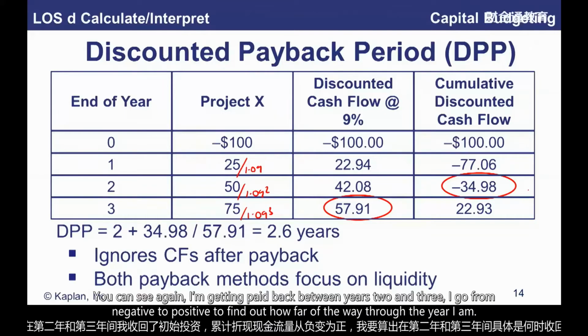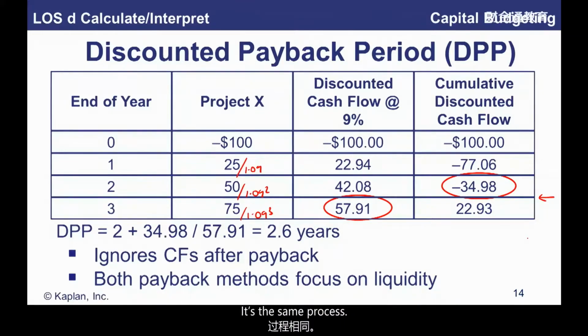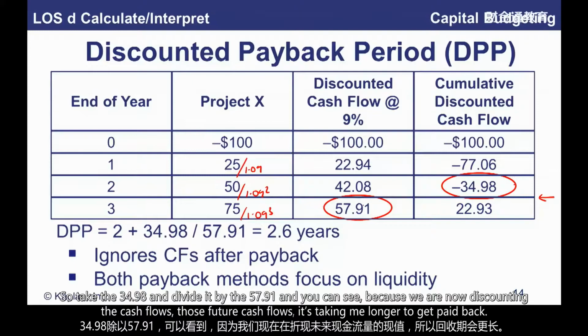And you can see again, I'm getting paid back between years 2 and 3. I go from negative to positive to find out how far of the way through the year I am. It's the same process. So take the 34.98 and divide by the 57.91. And you can see, because we are now discounting those future cash flows, it's taking me longer to get paid back.